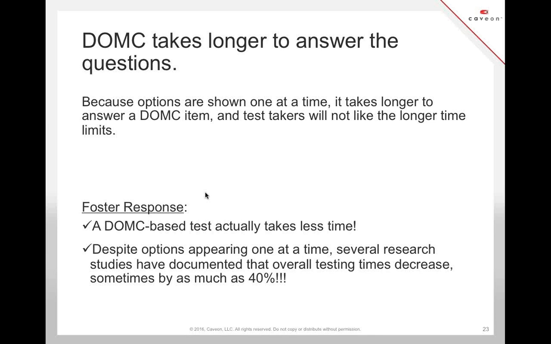40%. Now, I'm sure many of you on the call can figure out why that might be the case, but this is a solid research result. They do not take more time. Probably not even the individual item, but on the average, you may save as much as 20, 30, or 40% overall time for the exam. I know that's a crazy finding, counterintuitive, but it's solid. It's a solid finding.